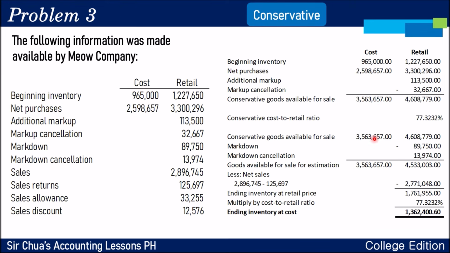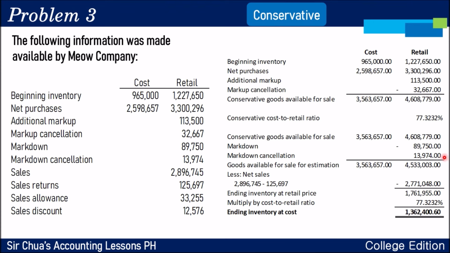Let's bring down po yung conservative goods available for sale. Tapos, i-apply na natin naman lahat ng markdown. So, kung mapapansin nyo, kinuha muna natin si cost to retail ratio gamit dun sa hanggang markup information lang. Pero i-effect mo pa rin si markdown pababa, after mo nga lang makuha si cost to retail ratio. Okay? So, markdown pabawas kasi pabawas yan ng presyo.